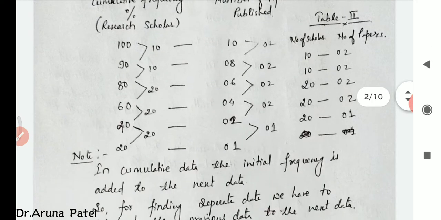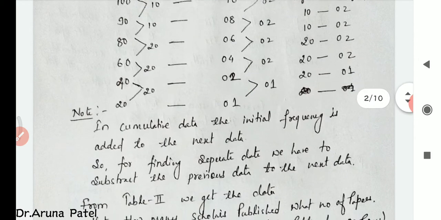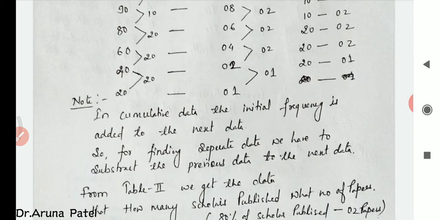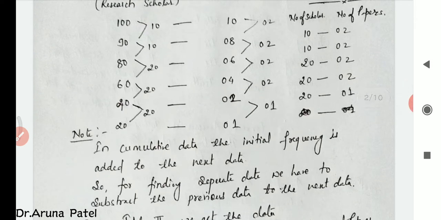Now, one more thing we have to know here is that in cumulative data, the initial frequency is added to the next data. So for finding the separate data, we have to subtract the previous data from the next one. Starting from 20, 20 published 01 paper. So this one is correct. Then subtracting 20 from the upper data, you get 40 minus 20.